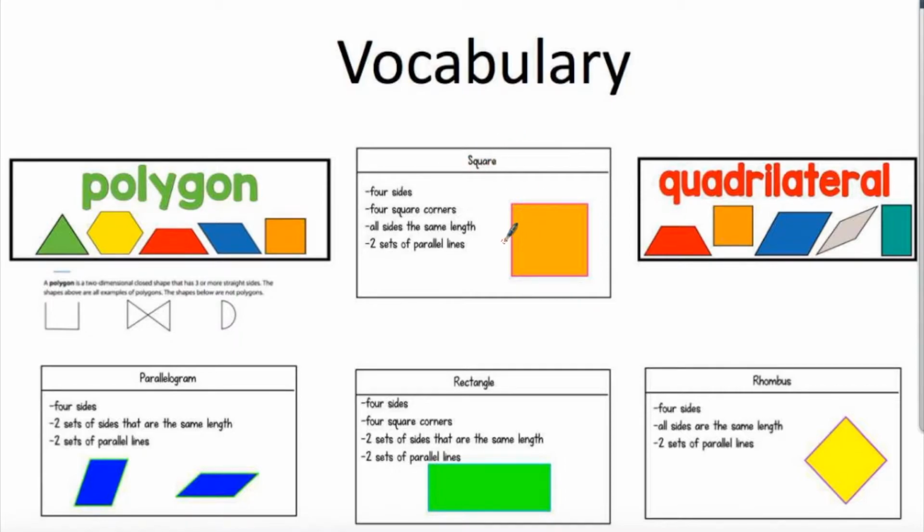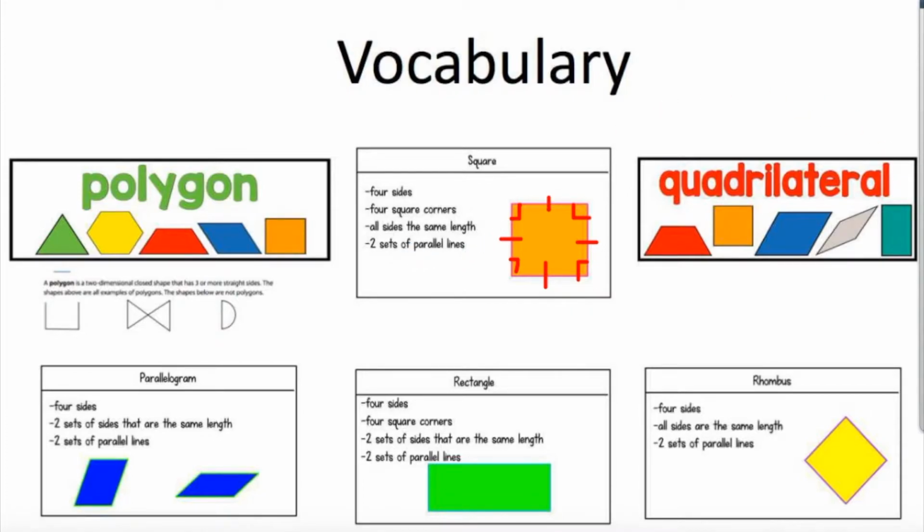So a square, think about how many sides. We have 1, 2, 3, 4 sides. This has 4 square corners. A square corner is like that. Okay, so that's 1, 2, 3, and 4. So 4 square corners. All the sides are the same length in a square. So you've got this top side being the same as these 2 sides and the bottom. And 2 sets of parallel lines.